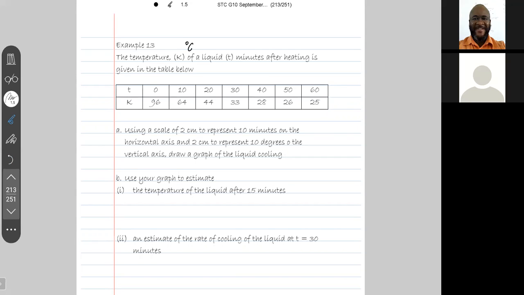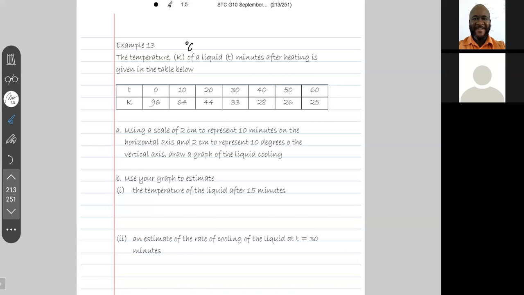The temperature K in degrees Celsius of a liquid, T minutes after heating, is given by the table below. Or K could be Kelvin, whatever. So we have the time and we have the temperature. At time T equal to 0, that's when the heat source is removed, and this substance is allowed to cool over a 60-minute period, and the temperature is recorded.